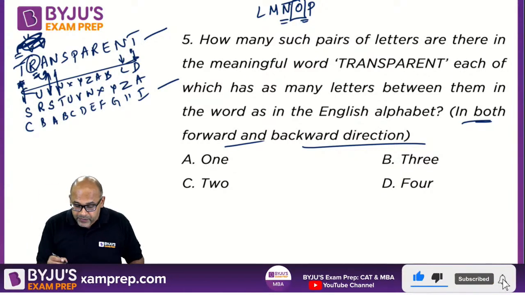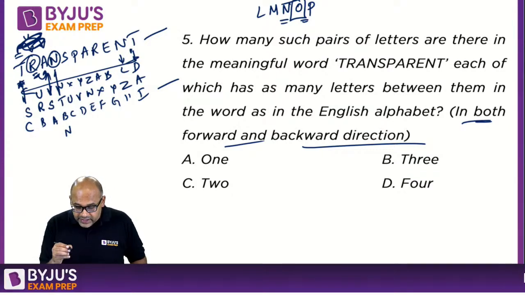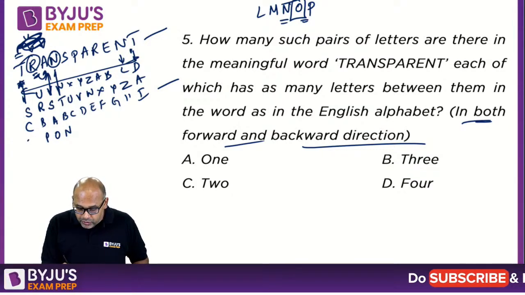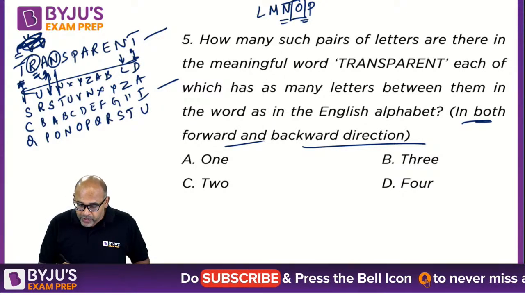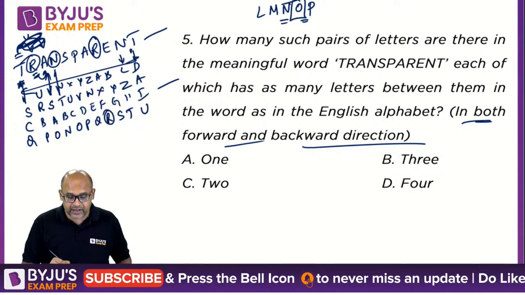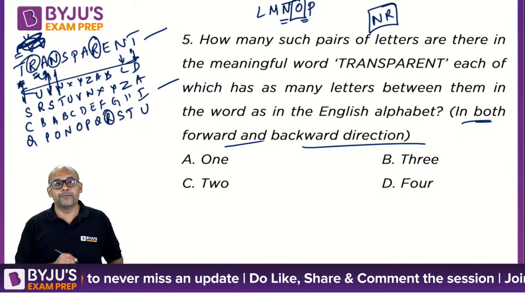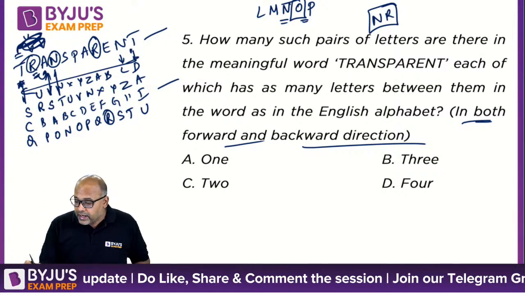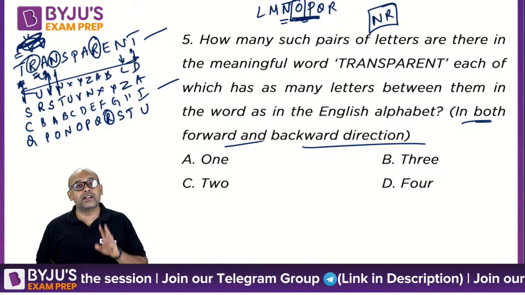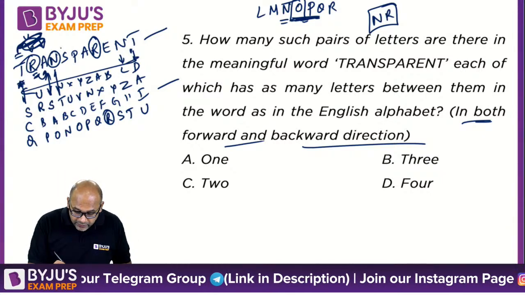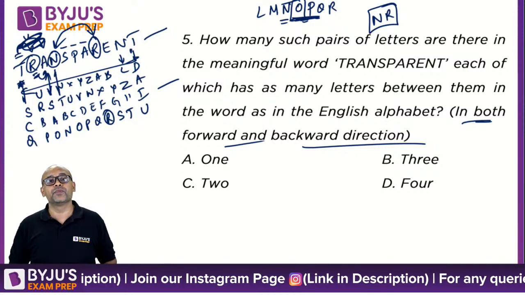So I'll give you an example. If you write for this N, going left: H, I, J, K, L, M, N, and going right: O, P, Q, R, S, T, U. If you notice, R and R are matching, which means N and R is a pair. If you want to check, look at it: N, O, P, Q, R. So between N and R, there are 3 letters. If you go here, 1, 2, 3, then comes your R. So between N and R, also there are 3 letters.